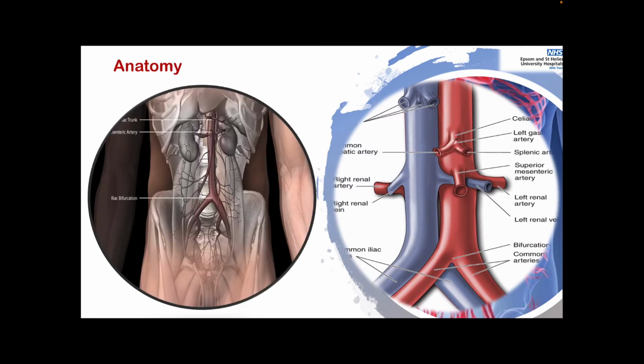Here is also a very nice picture of the abdominal aorta, and this is the celiac trunk. This is the superior mesenteric artery. This is the aorta, and we can see here the inferior mesenteric artery with its branches.